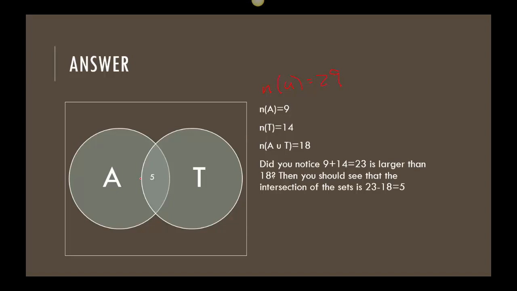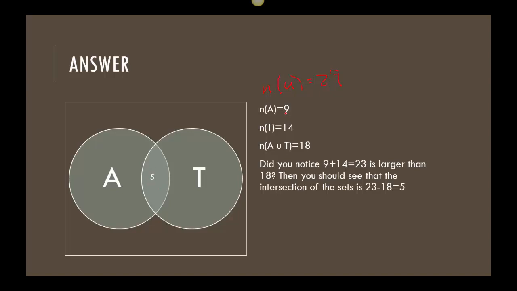Well, I always want to start in the intersection. Notice I didn't give it to you, but you can easily find it. 9 and 14 added together is 23. 23 is bigger than the union I told you, and it's only 5 bigger, so that 5 tells me my intersection. Now this 5 is really important. I need to use it for every step I do after this.